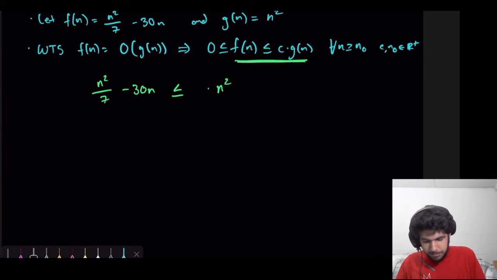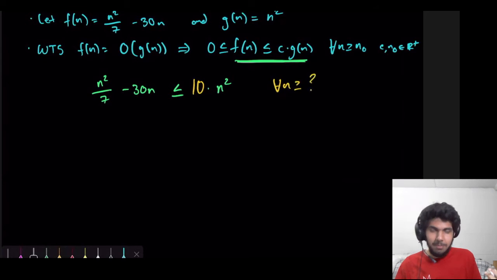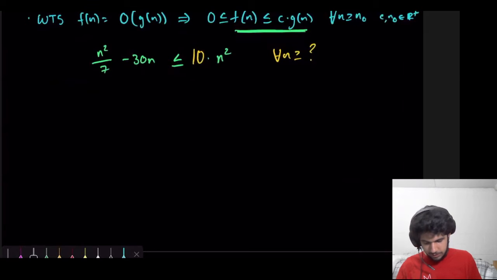Let's choose 10, right? That seems big enough. And let's just try to show that this relationship holds. We also have to find our constant n naught. So we're going to say that this holds for all n greater than or equal to some n naught, which we have to find. Well, let's try to solve this.